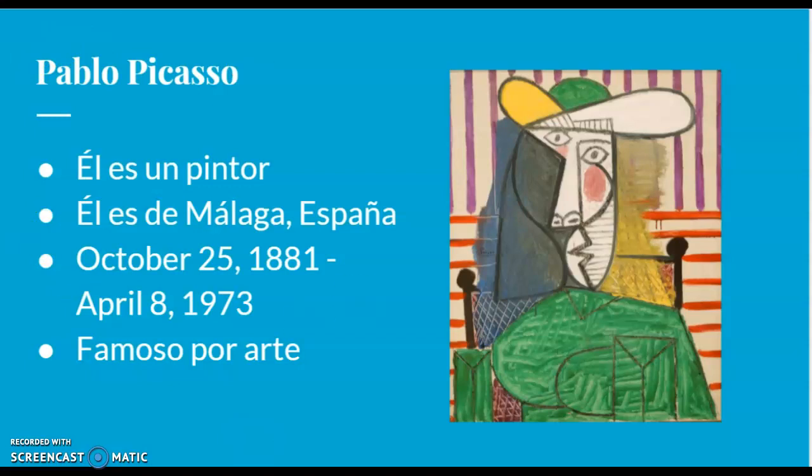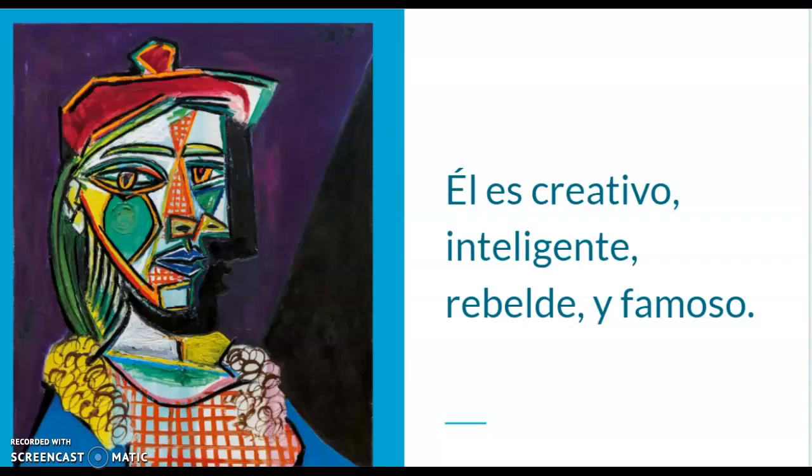And this slide you're going to do in Spanish. And again, you'll learn all these words in the course. All right, and then next I have Él es creativo, inteligente, rebelde y famoso. On this slide, you're going to put at least 4 adjectives that describe your person. So I have, he is creative, intelligent, rebellious, and famous.